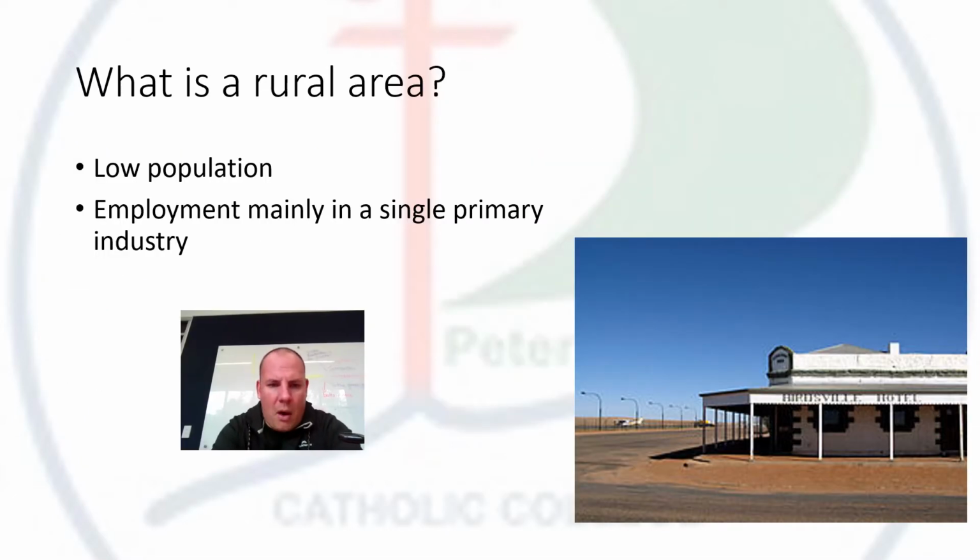So when we talk about a rural area, we're talking about an area that has low population. Employment is mainly a single primary industry to do with farming. I've got an example here from Australia, Birdsville. If you've ever been there, this is what I feel like rural means to me, and that's an image that I have in my head. Birdsville, very low population, 200 if that, and the main industry is farming.